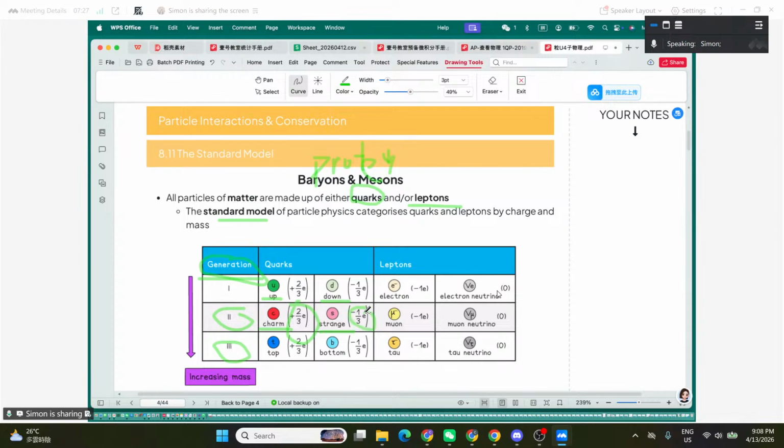In generation 3, the top quark has a charge of positive 2 over 3, and the bottom quark has a charge of negative 1 over 3. Okay, summarize.